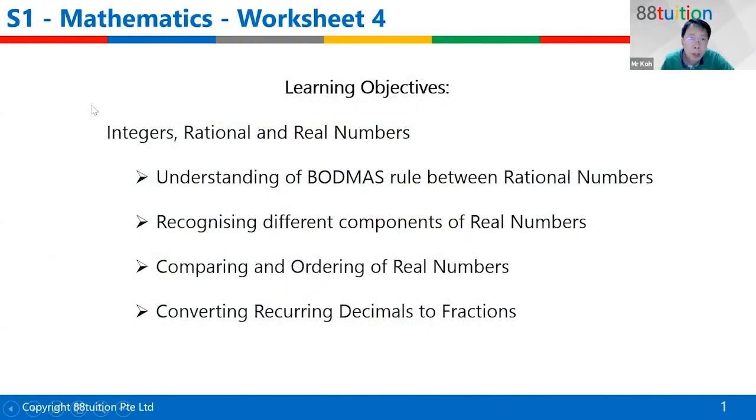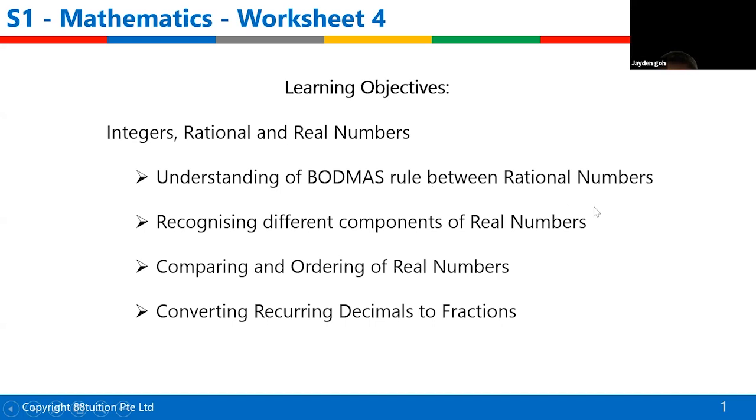So today we are going to touch on integers, rational and real numbers. And then we are going to apply the BODMAS rule between rational numbers. Actually, this BODMAS rule you have already learned in P6. I hope you still remember. Later, Mr. Ko will go through that again. And then recognizing different components of real numbers, comparing or ordering of real numbers.